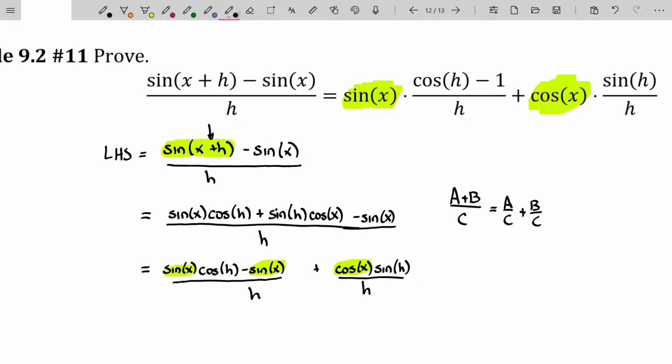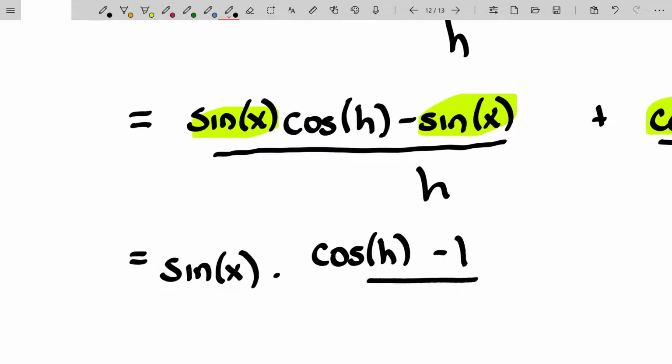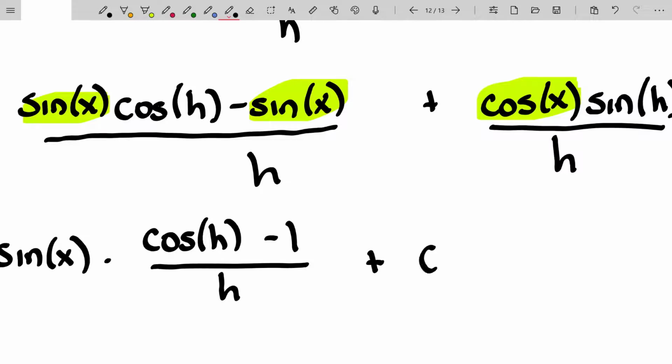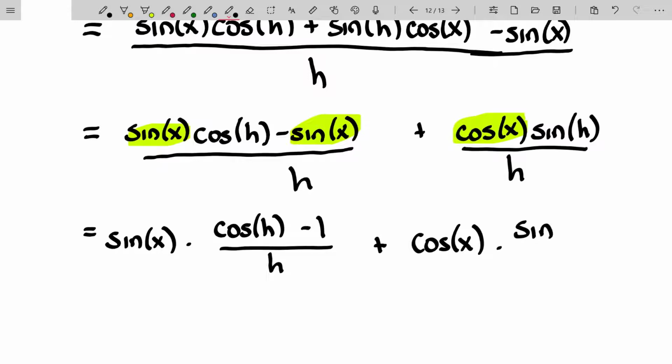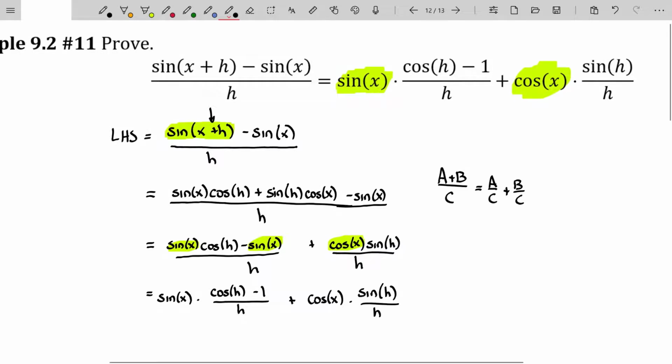So I'll factor them out. I'll factor a sine of x off that numerator. And I'm left with a cosine of h minus 1 over h. On the second fraction, I'll factor out a cosine of x off the numerator, which just leaves me with a sine of h over h. And notice, that's exactly what we wanted to prove. We wanted to prove that that left-hand side would turn into the sine of x times cosine of h minus 1 over h plus cosine of x times sine of h over h.